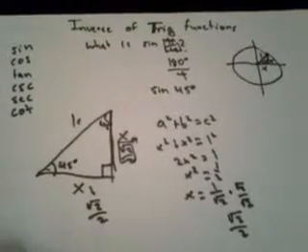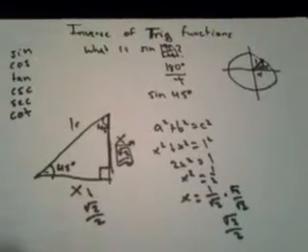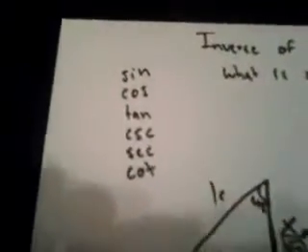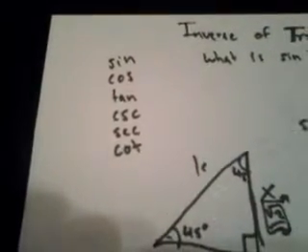So before talking about the actual inverse of trig functions, I'll tell you what the six main trig functions are. These will be sine, cosine, tangent, cosecant, secant, and cotangent. And what these are used for is, given an angle of a triangle, we should be able to find one of the sides of the triangle.